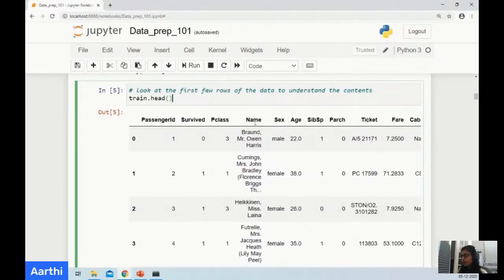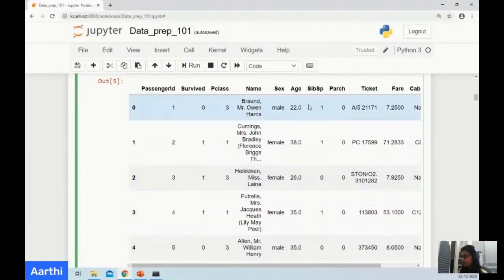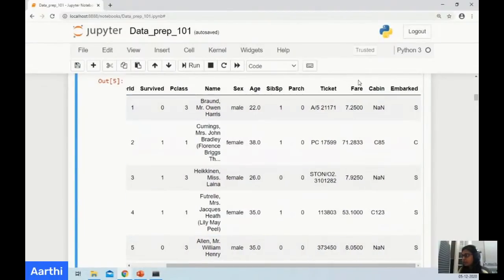So what we have here is the sex, whether someone is male or female, and then age, how old they are, and then the siblings versus spouse. So for example, this person, Mr. Owen Harris, is traveling with one sibling or a spouse. He's not traveling with any parent or a child, so that's why Parch is 0. And then a ticket number, and then how much he paid, and then what cabin number.